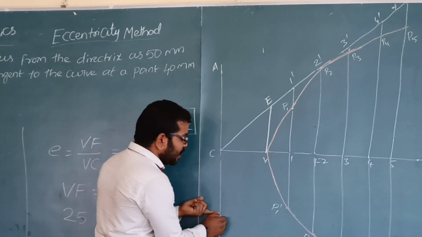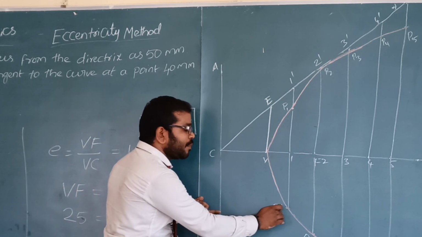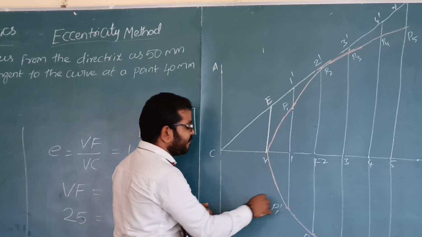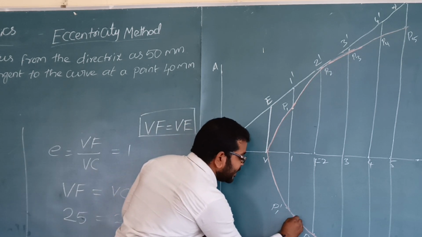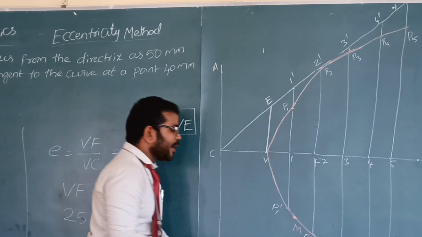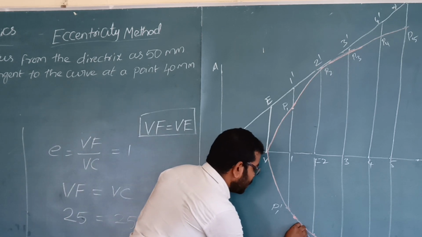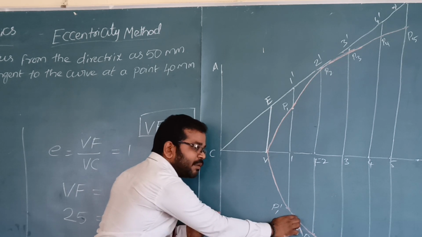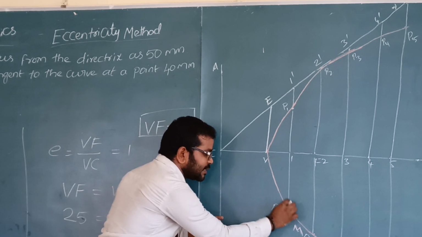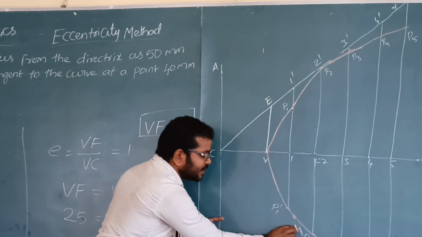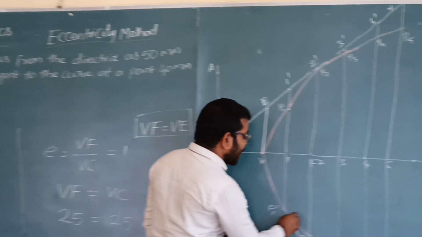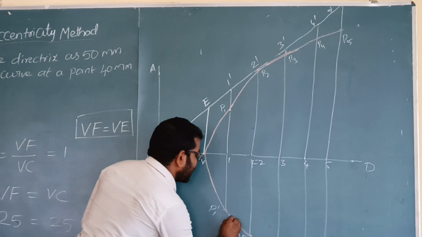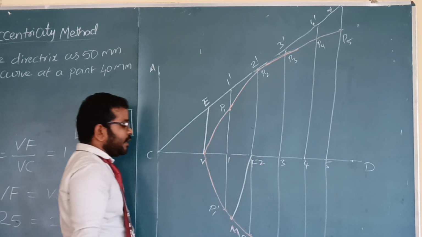With the help of a scale, make a point 40 mm from the directrix where it touches the curve, and mark it as M. The distance between the directrix and the curve point is 40 mm. Where that 40 mm dimension intersects the curve, make a point M. The next step is to join the points M to F with a line.